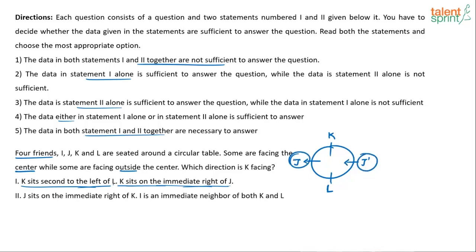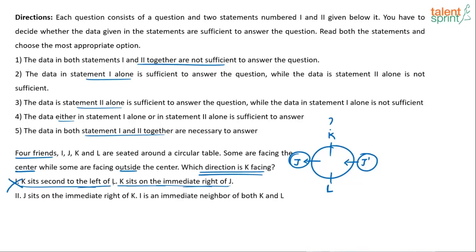And even if I decide the exact position of J, I will not be able to answer the question because it says which direction is K facing. Can you tell me which direction K is facing? No. Direction of K is not known. Even if you take both the cases separately, J on this side or that side, all you would know is the direction of J. But direction of K cannot be found using statement 1 alone. So 1 alone is not sufficient.